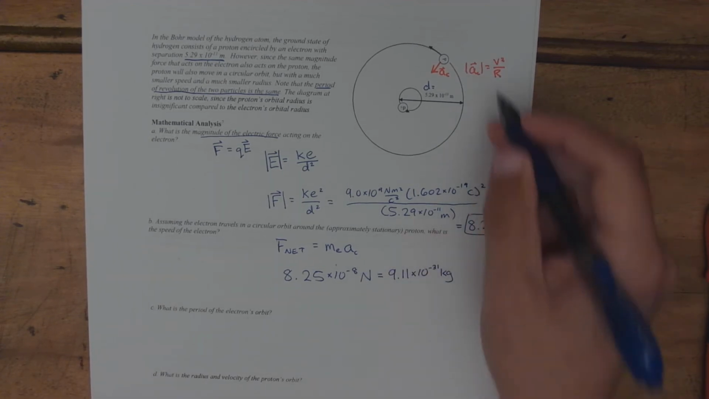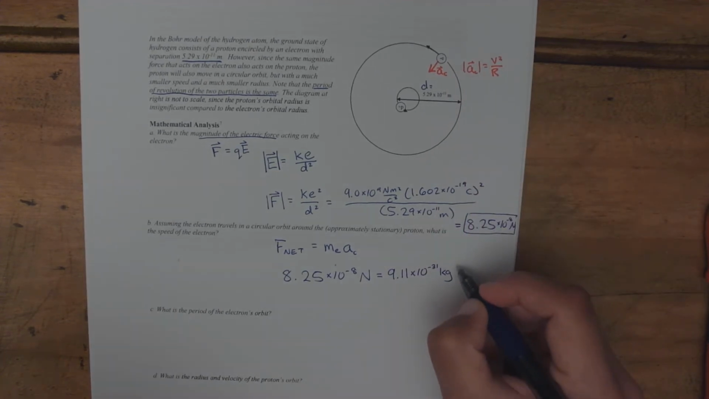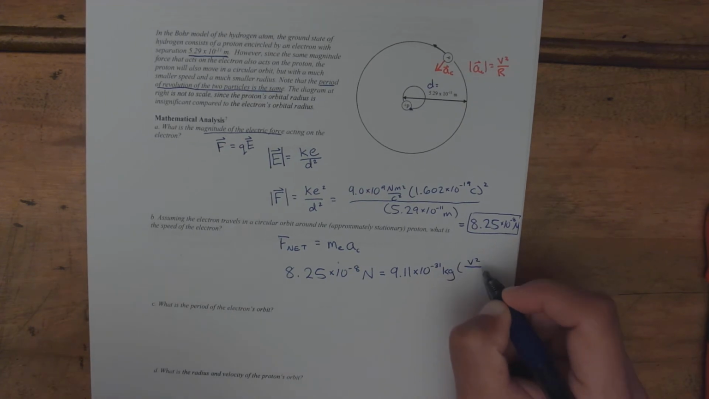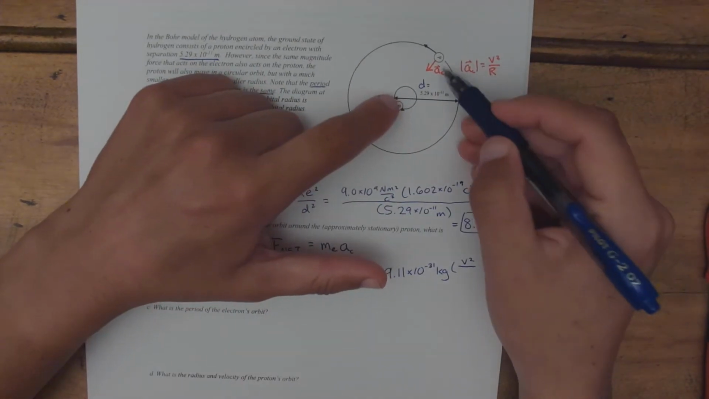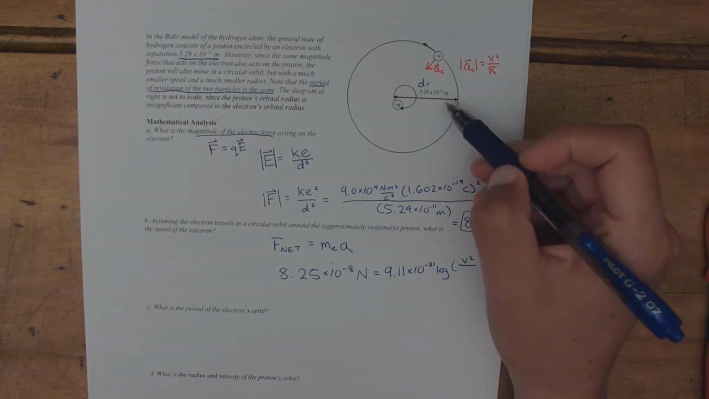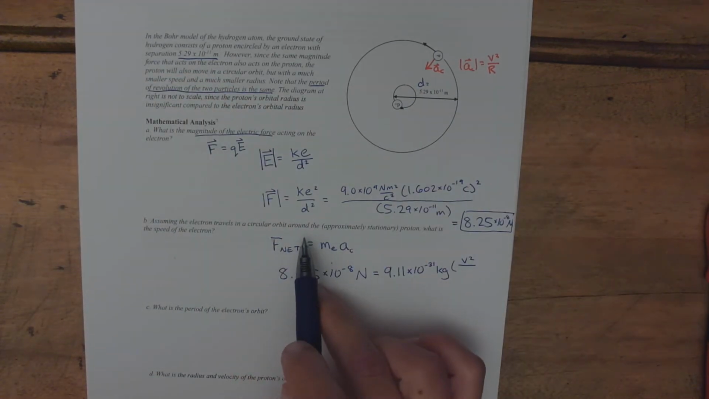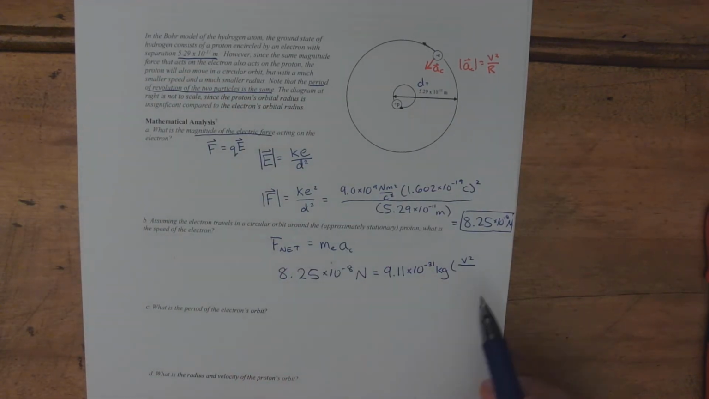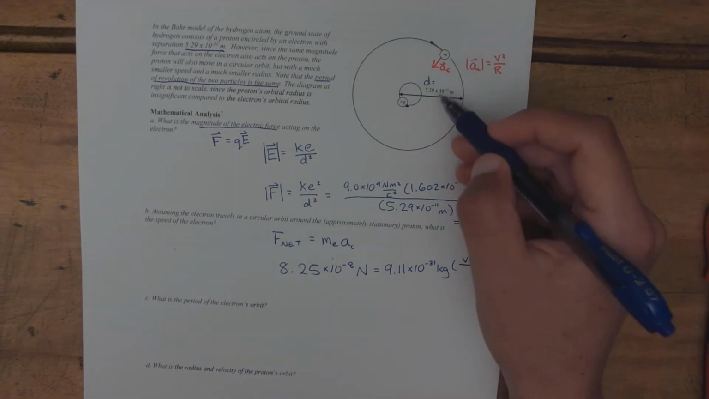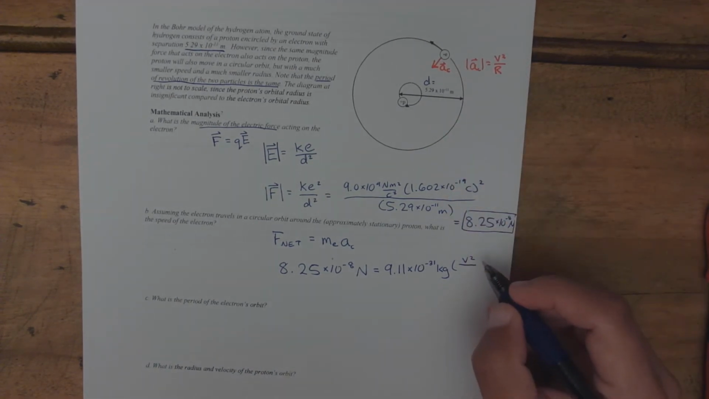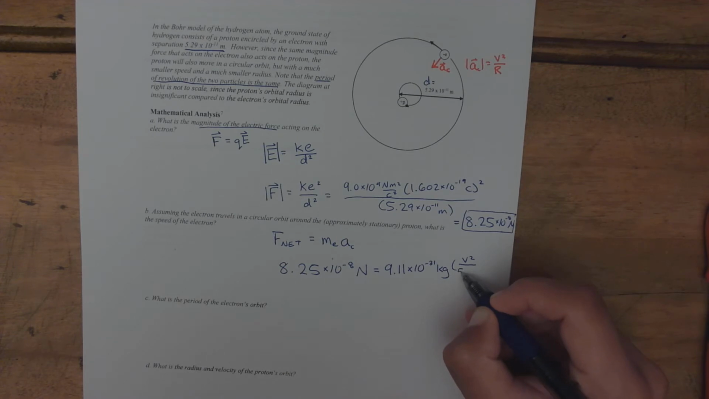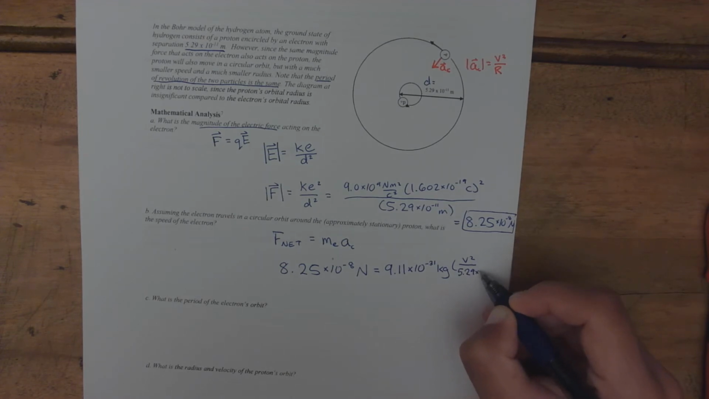And the acceleration is v squared, I'm looking for v, divided by r. That's the distance from the electron to the center of the circle. If we're treating the proton as approximately stationary, we're just going to say that distance is 5.29 times 10 to the negative 11th. But that is an approximation.